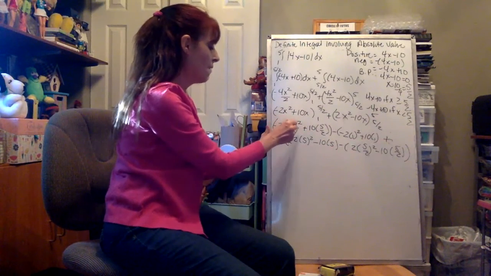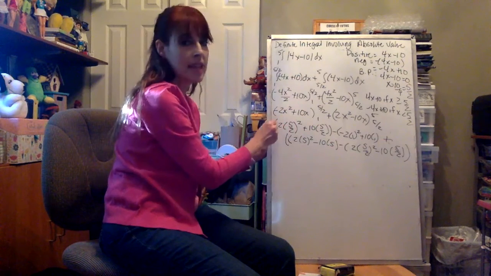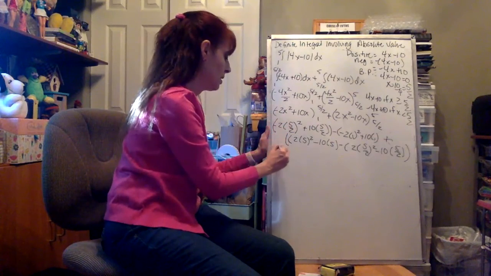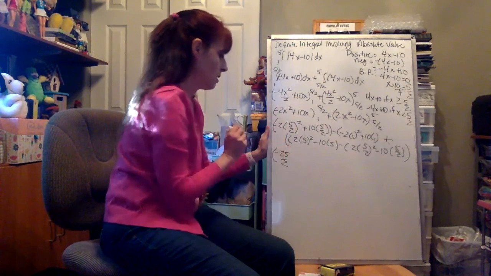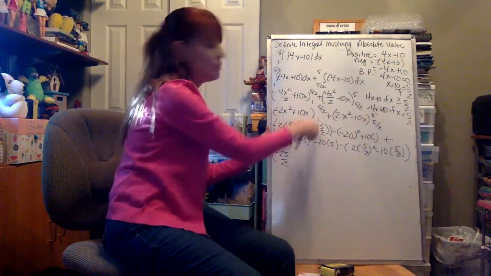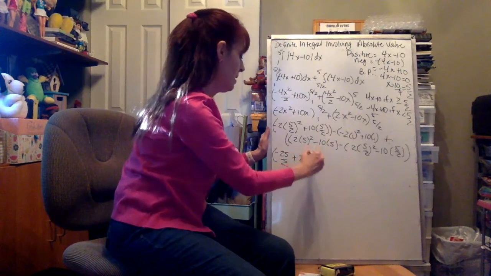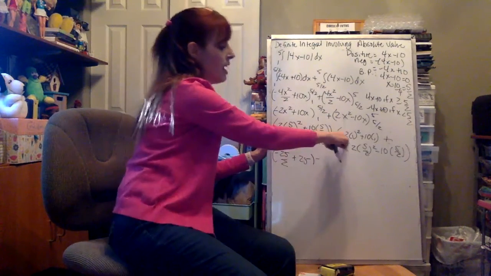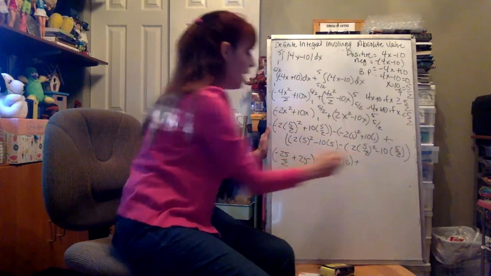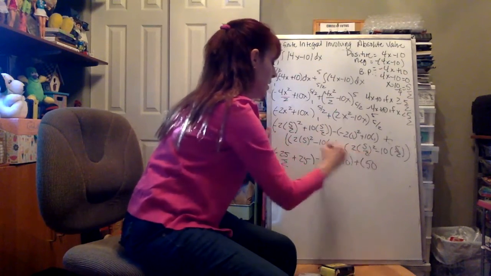So 5 halves squared, that would be 25/4 times negative 2. That's going to be negative 25 halves. Okay. And then 10 times 5 halves, we could reduce that, right? 50 halves, 25, however you look at it. And then minus, we've got negative 2 plus 10 plus, this would be 5 squared times 2. That would be 50 minus 50.